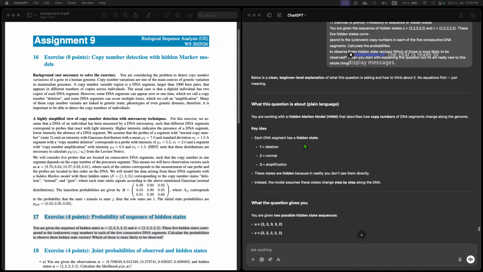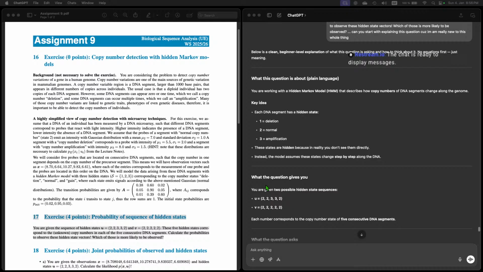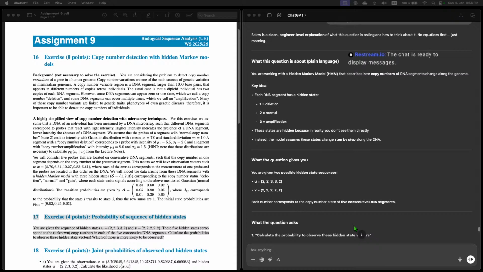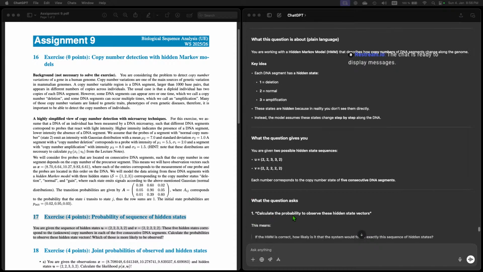Each DNA segment has a hidden state. These states are hidden because in reality you don't see them directly. Instead, the model assumes these states change step by step along the DNA. What the question gives you: you are given 2 possible hidden state sequences. Each number corresponds to the copy number state of 5 consecutive DNA segments. What is the question? Calculate the probability to observe these hidden state vectors.